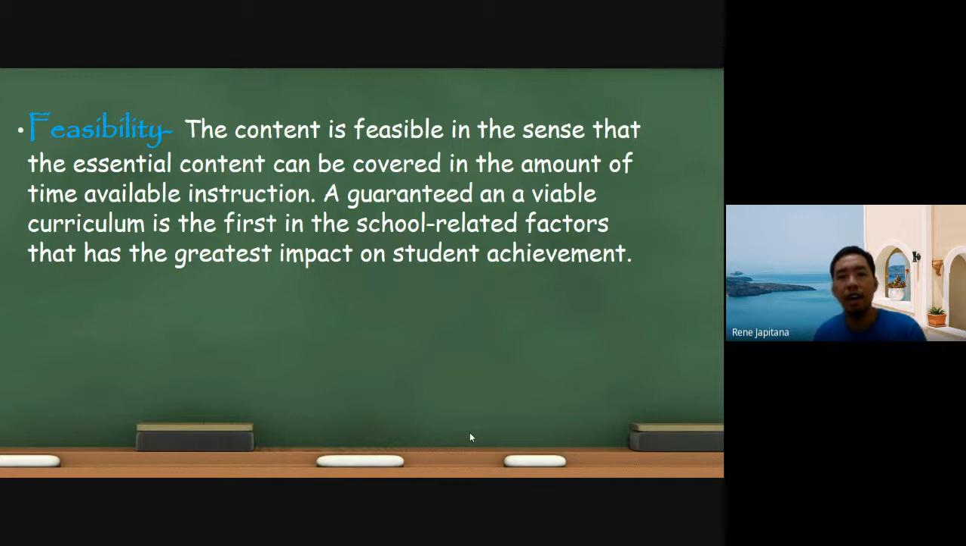A guaranteed and viable curriculum is the first among the school-related factors, because there are some related factors that could affect the viability of a certain content. There are some external factors why we could not finish a certain content, why we could not grasp and give them all the content or all the goals and objectives of this learning area. That is because of different factors, probably the learning abilities, the different learning styles, and external factors could be part of that. So that has the greatest impact on student achievement.